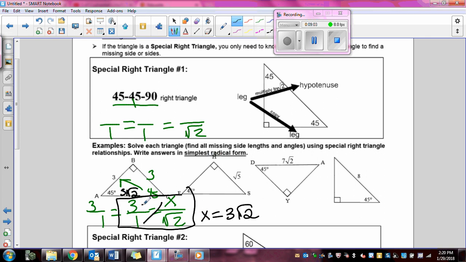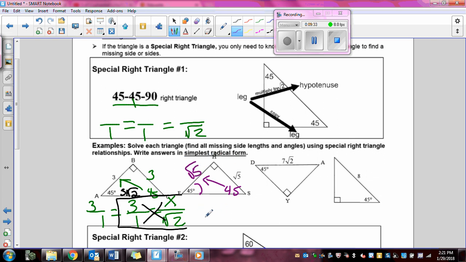Okay? And you can kind of see this from the pattern. It's going to be 1, 1, square root of 2. This one is 3, 3, 3 square root of 2. Okay, this one is also a 45, 45, 90 degree triangle, so I'm going to do another one. I'm going to show you guys why it's important to know the ratio. If this one is 45, then this one is definitely 45, and opposite my 45s are the same thing. So if this is the square root of 5, then this one is also the square root of 5, promise.